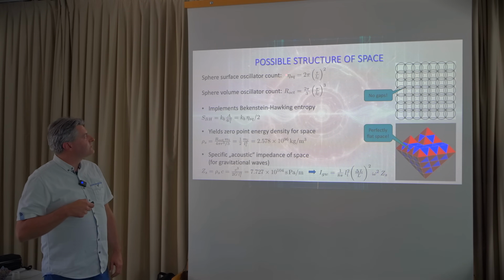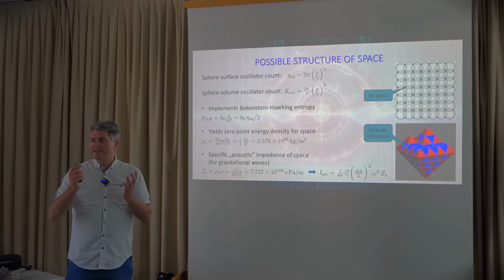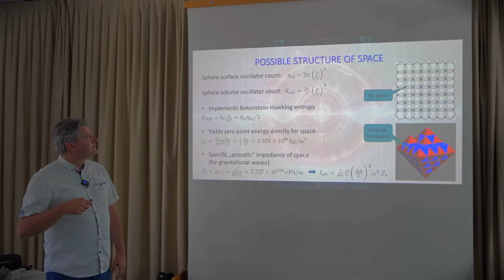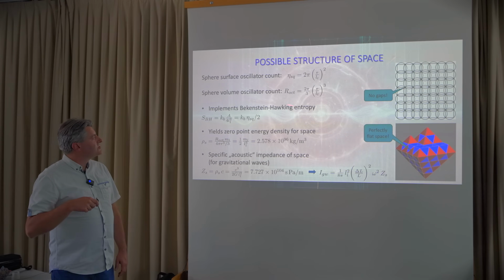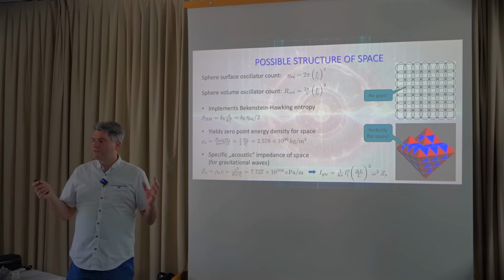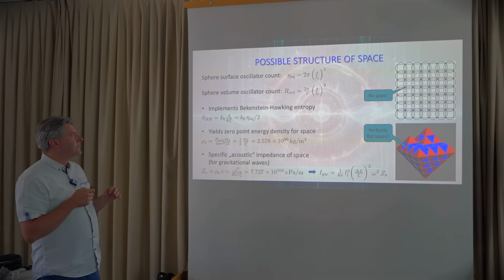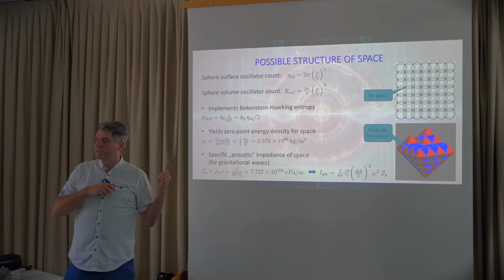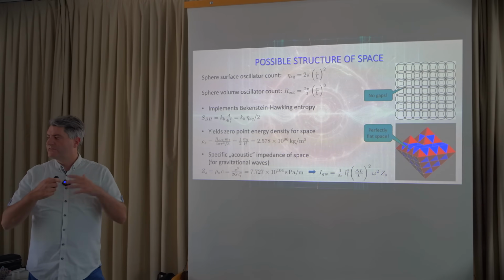So the first equation shows you how to count the Planck oscillators on the surface of a sphere with radius r. And the second equation shows you how to count the number of Planck oscillators in the volume of a sphere with radius r. For these equations to be exact, the sphere has to be much larger than an individual Planck oscillator. That's the limit that is needed.